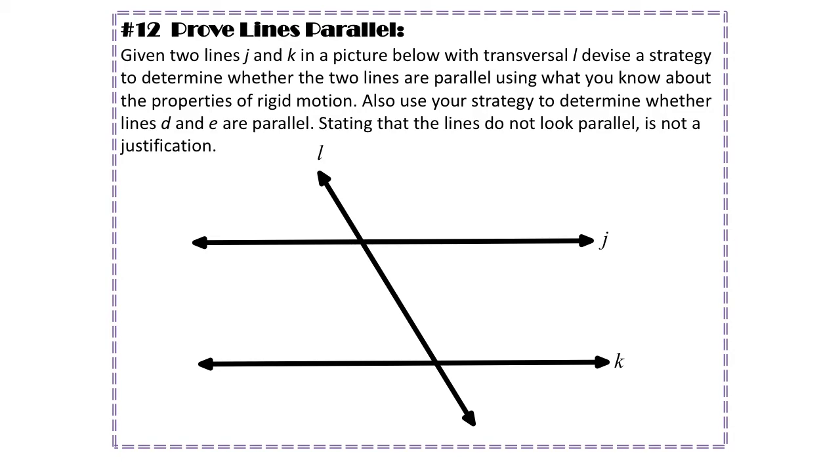So this one's saying, given two lines J and K and a picture below with transversal L, devise a strategy to determine whether the two lines are parallel using what we know about the properties of rigid motion. Not really rigid motion, just the angle relationships, really. Also, use your strategy to determine whether lines D and E are parallel, stating that the lines do not look parallel. It is not a justification.